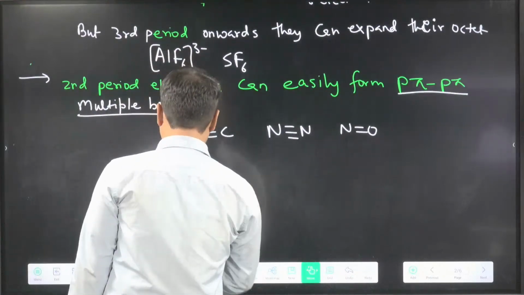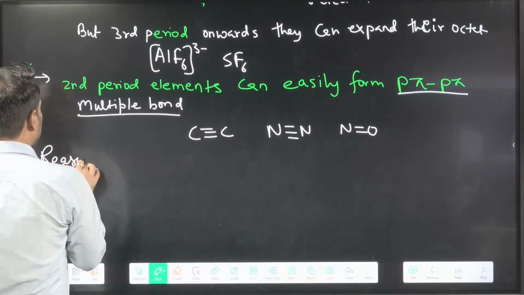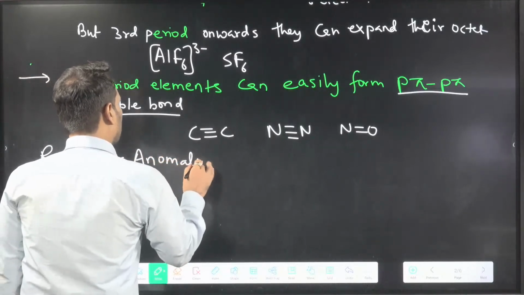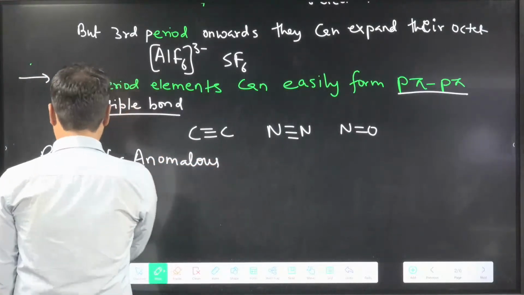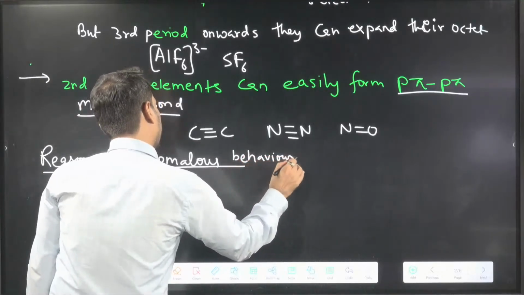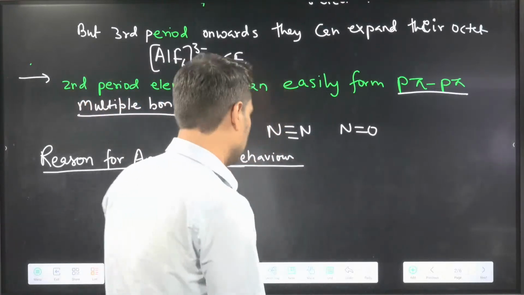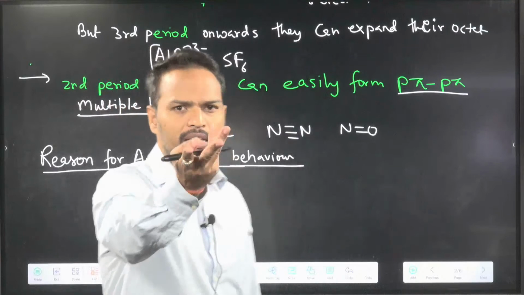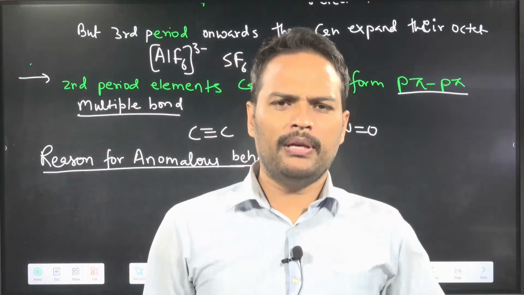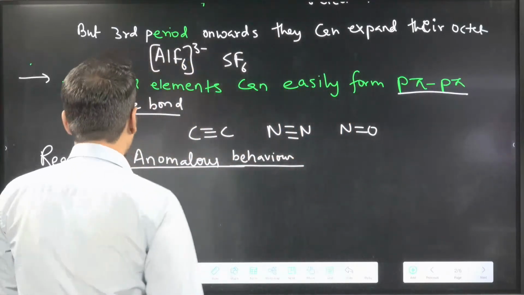So now the question arises ki why there is anomalous behavior. Reason for anomalous behavior. All of you know this point. Tell quickly. Reason for anomalous behavior. Why do we have anomalous behavior? Finally, we have seen that there are 3 mainly: covalency not more than 4, p pi very easy. ठीक है ना? But why?